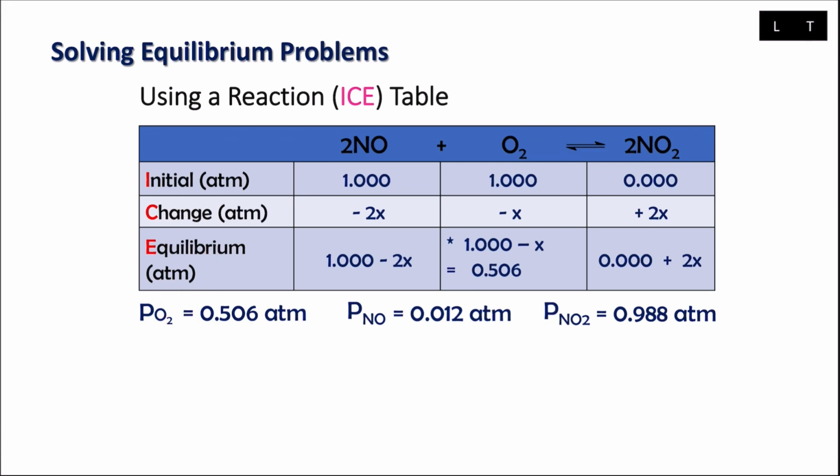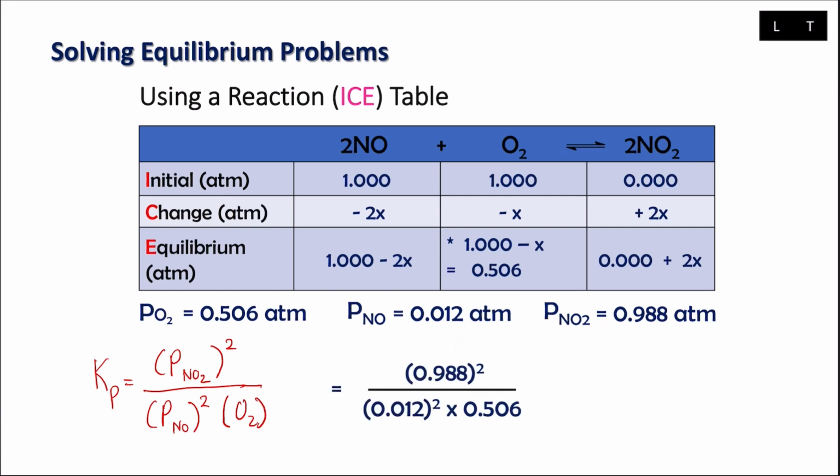Soalan ni dia minta cari KP. So I'm going to write the expression for KP, di mana expression untuk KP saya ada KP equals to partial pressure for my product NO2 square over dengan partial pressure NO square darab dengan partial pressure O2 kuasa 1. So ini expression saya akan masukkan value dalam expression this one. I have this value and then press the calculator.